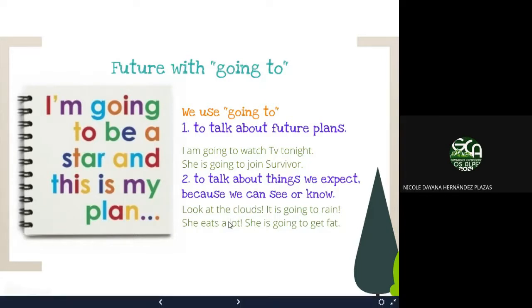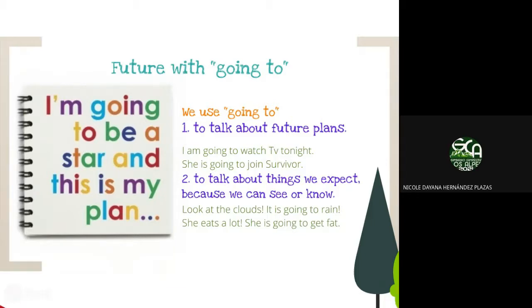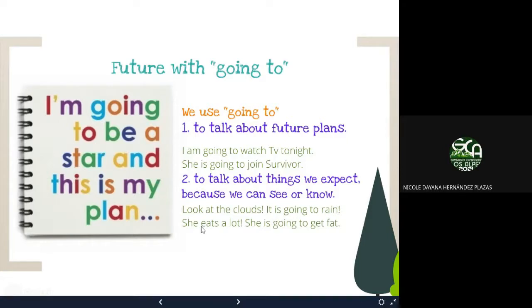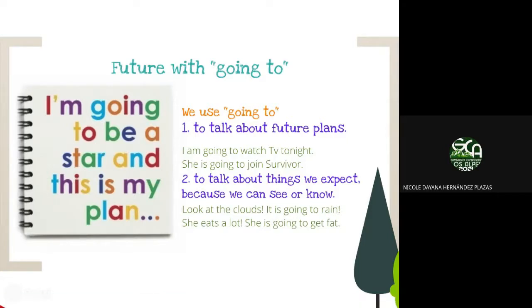Look at this one. She is allowed. She is going to get fat. What's the evidence in this case? She eats a lot. ¿Cuál es la evidencia que tienes para hacer esta predicción? Pues que come mucho. Tú puedes decir, she is going to get fat, or you can say, she is going to get sick. That's another possibility. But in the case of going to, you are going to use it just in these two occasions. Predictions with evidence or future plans.